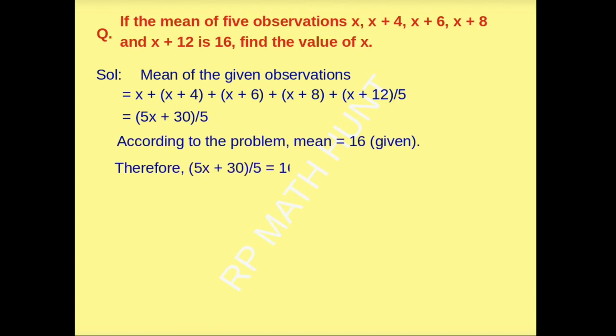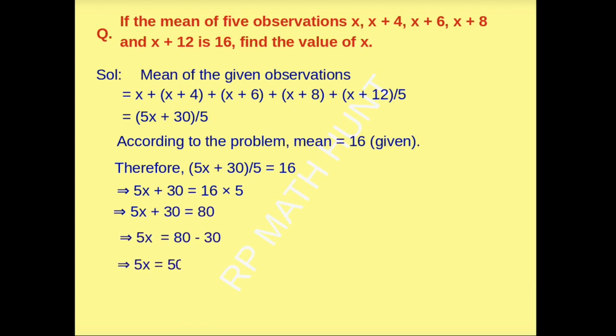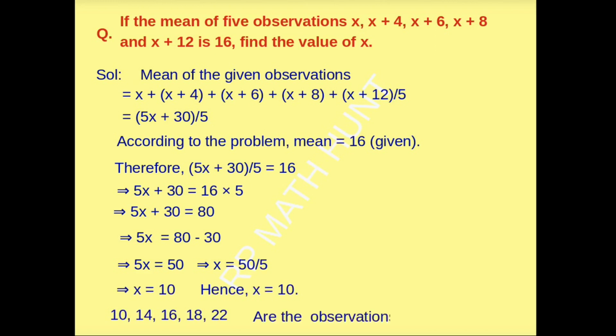Therefore, (5x plus 30) by 5 equals 16. 5x plus 30 equals 16 into 5, so 5x plus 30 equals 80. 5x equals 80 minus 30, so 5x equals 50. Therefore, x equals 10. Hence, the value of x is 10, which implies 10, 14, 16, 18, 22 are the observations.